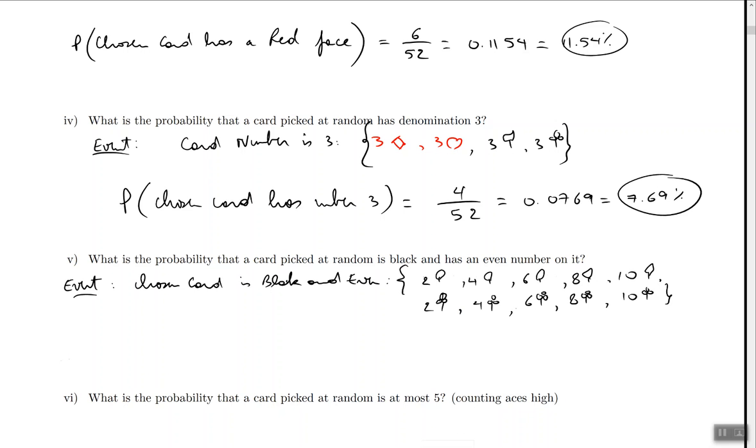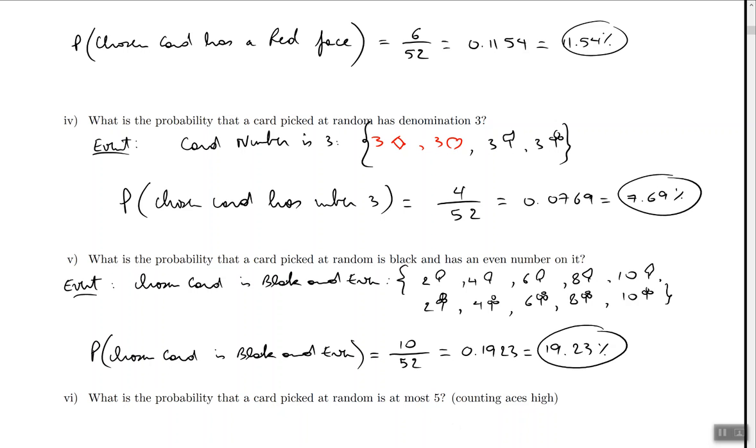So what's the probability of the chosen card being black and even? Well, in this case, it's going to be the number of cards, which is 10, divided by the total number of cards in the game, which is 52 again. That tallies up to 19.23%.